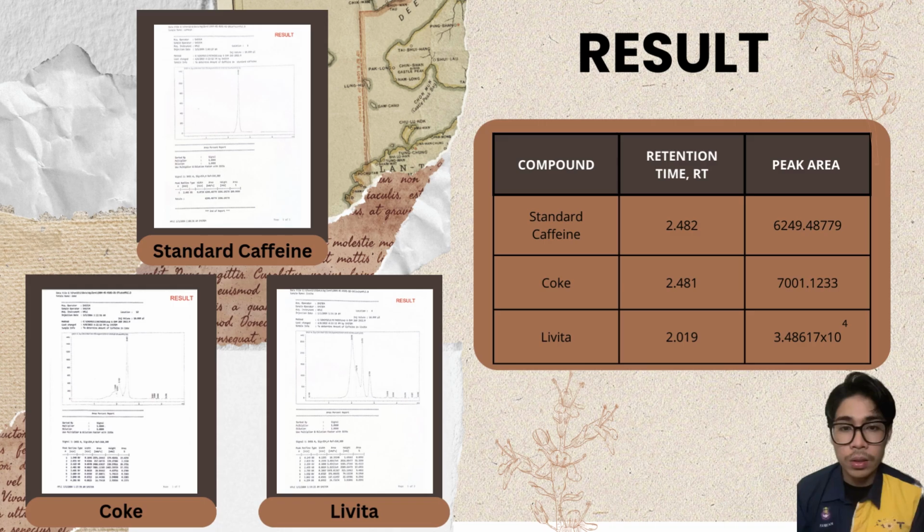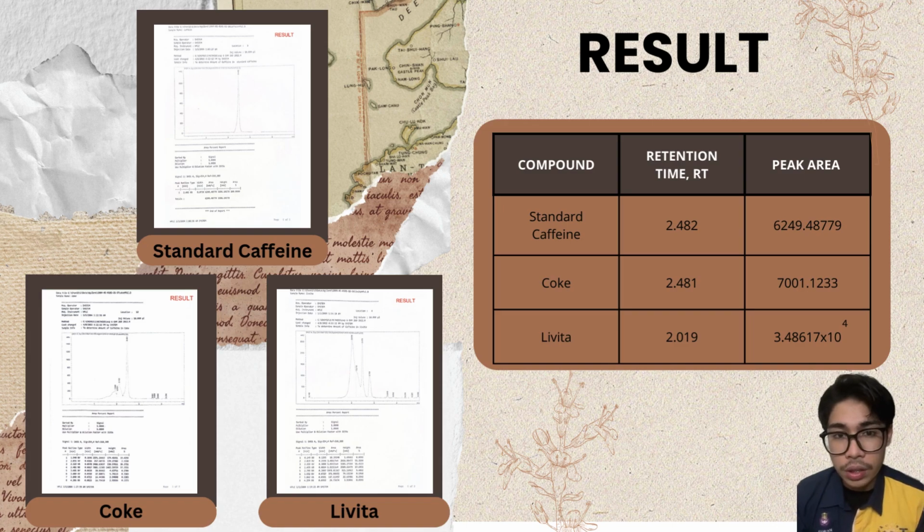Hi, my name is Hanan. Right now I will be presenting the results of our high-performance liquid chromatography analysis, focusing on caffeine detection in standard caffeine, Coke, and Levita samples. The results indicate the following retention times and peak areas for each compound.